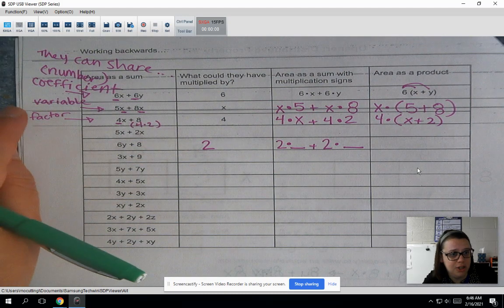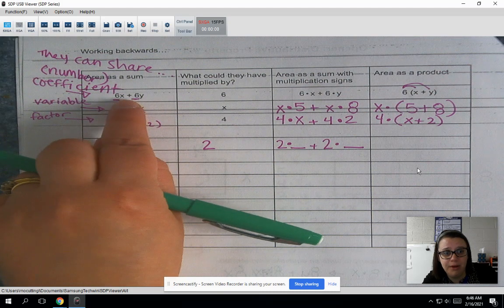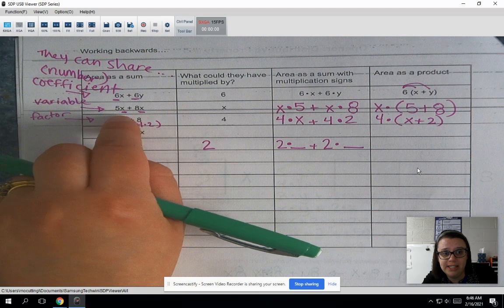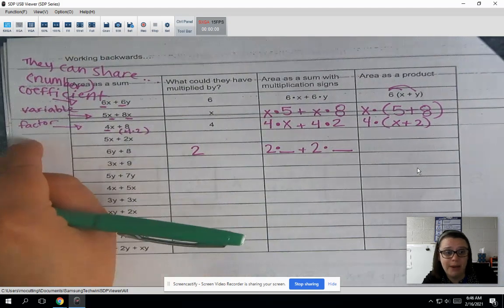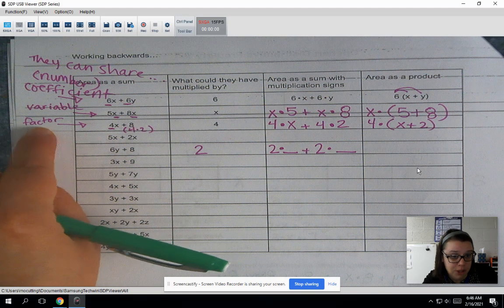So things that they can share: that coefficient. If they both have that same number, that's what they multiplied by. They can share a variable. If they both have that same variable, that's what they multiplied by. Otherwise, if they're both even, then they multiplied by 2.